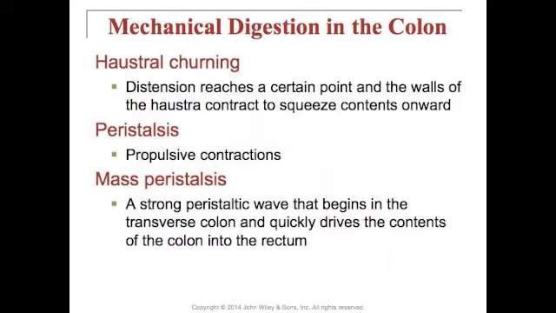In haustral churning, distension reaches a certain point and the walls of the haustra contract to squeeze the contents onward. The haustra of the colon, singular haustrum, are small pouches caused by sacculation which give the colon its segmented appearance. In haustral churning, the haustra remain relaxed and become distended while they fill up. When the distension reaches a certain point, the walls contract and squeeze the contents into the next haustrum.